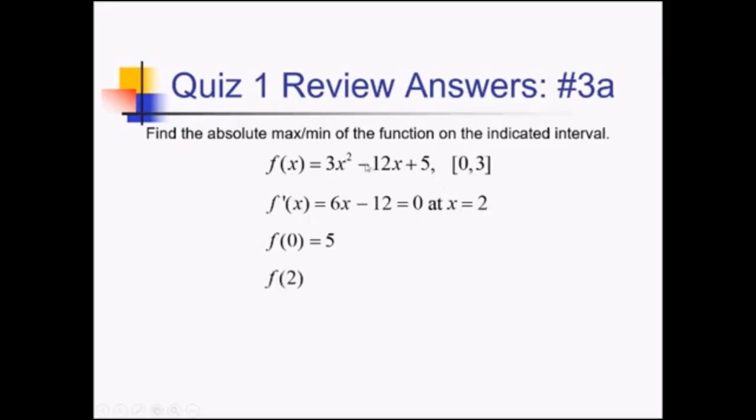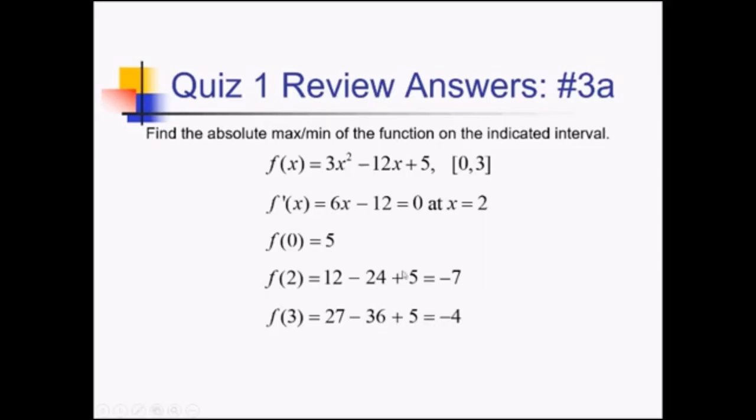Plugging that in, that's going to be, let's see here, this is 3 times 4, so that's 12, minus 12 times 2, that's 24, plus a 5. This is negative 12 plus 5, or negative 7. And then we have to plug in our other endpoint, 3. That's going to be, let's see, 27 minus 36 plus 5. So this is negative 9 plus 5, which is going to come out to negative 4.